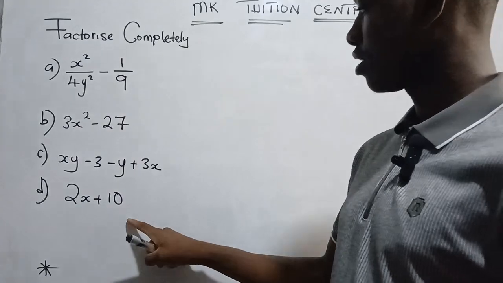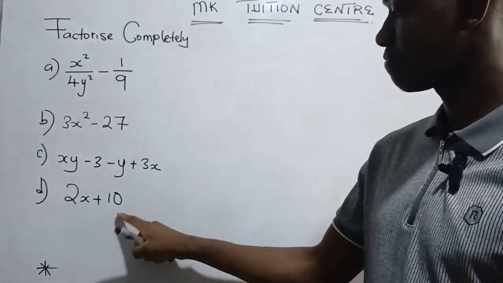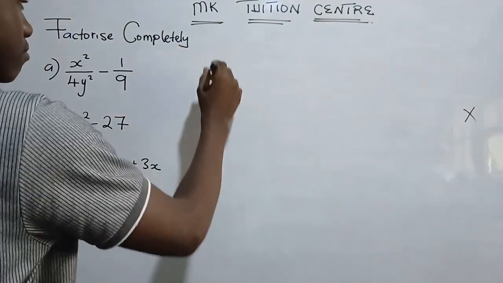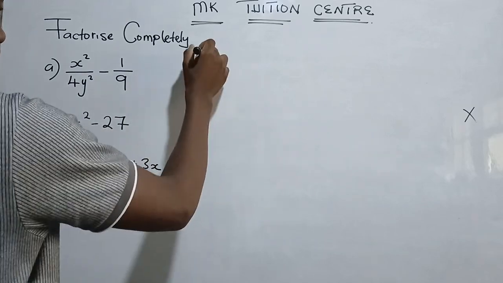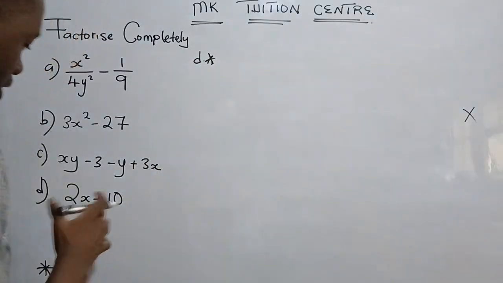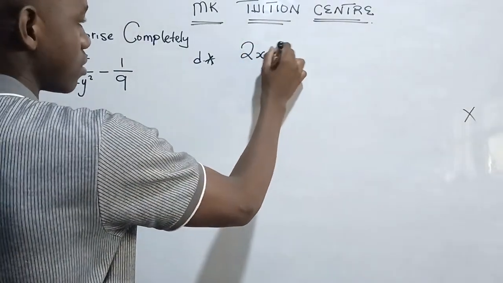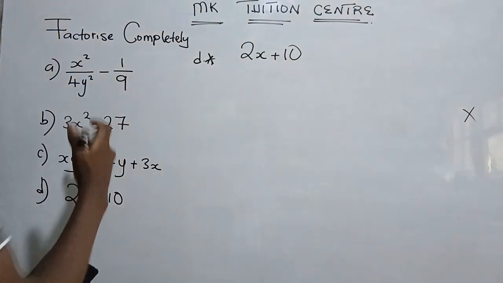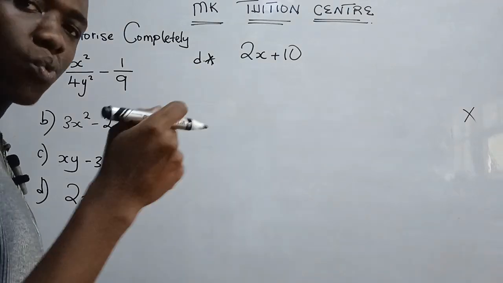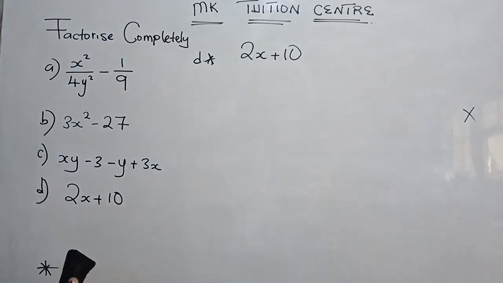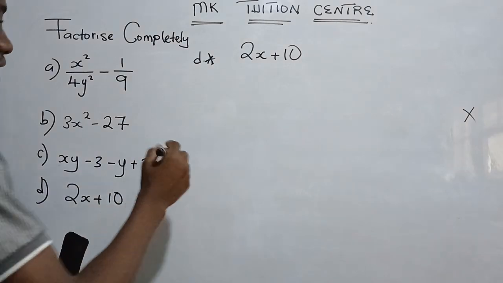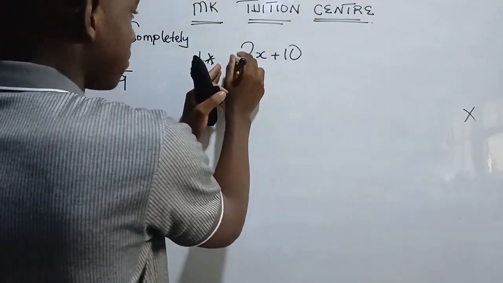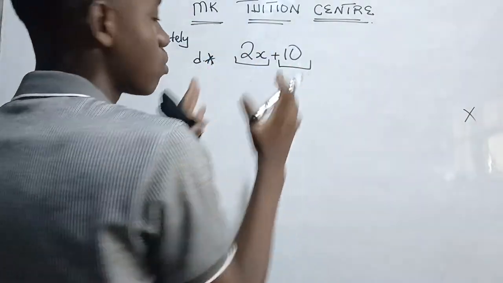We're going to start from here. We have 2x plus 10 and we're told to factorize completely. This is D. We have 2x plus 10 and then we are told to factorize. Now when it comes to factorization, we're just trying to get what is common. If you ask yourself what can be common, in this case it can either be numbers or letters. So here this is one term and this is also one term.